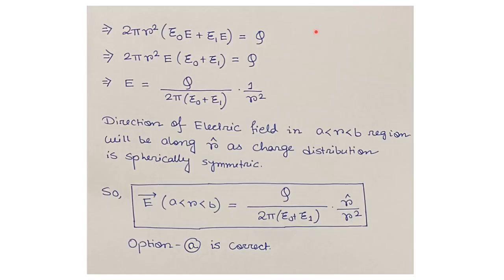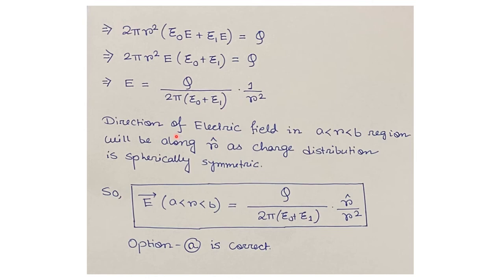We can write it as 2 pi r square times epsilon naught E plus epsilon 1 E, which is basically our displacement vectors D naught and D1, equals the free charge enclosed by the closed surface, that is plus q. So we'll take E, the electric field, as common. So we'll get 2 pi r square E times epsilon naught plus epsilon 1 equals q. So our electric field is q by 2 pi times epsilon naught plus epsilon 1 times 1 by r square.